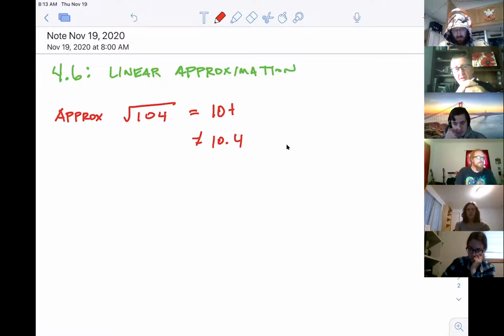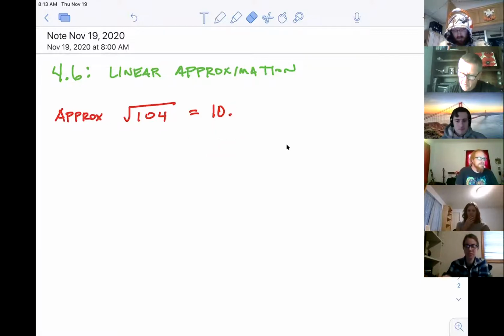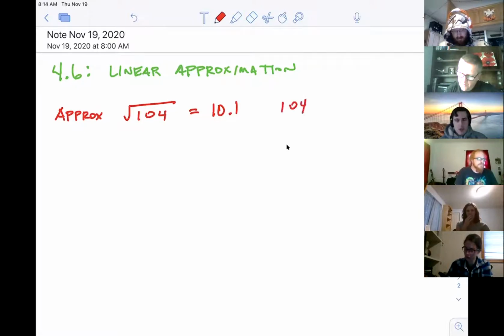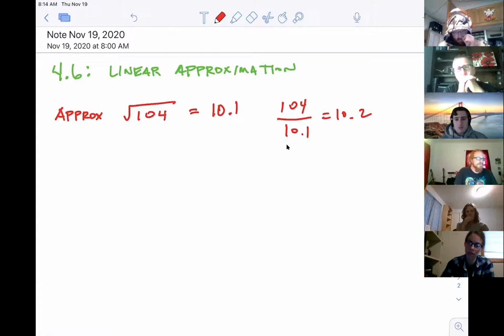I'm going to speak extemporaneously and kind of know what I'm talking about here, but not really. Let's say you said it was 10.1. Then you take 104 divided by 10.1. Does it make sense that if the answer is 10.1, then you got it correct? Hey, you nailed it. But what if it came out, say, 10.2? Does it make sense that you know the answer is between 10.1 and 10.2?